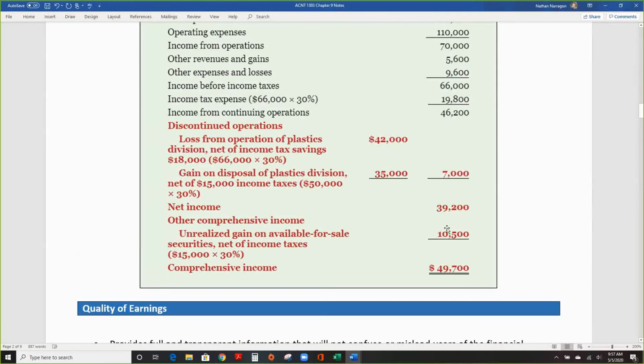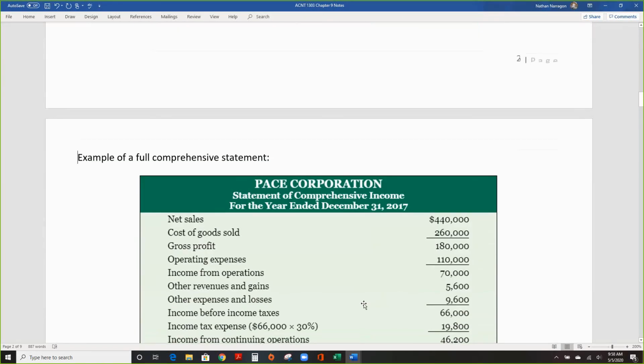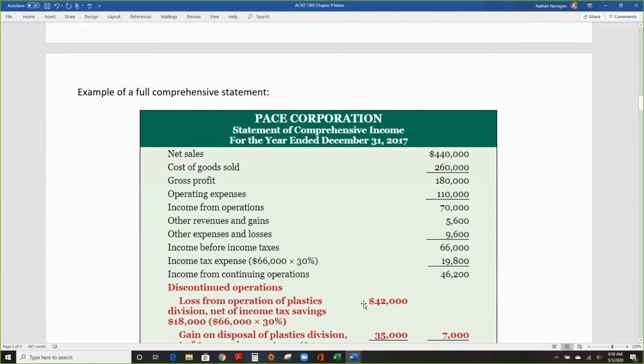So other comprehensive income, unrealized gain on available for sale. So their comprehensive income right now is $49,700. Right now, this is unrealized, meaning they haven't sold it yet, but they are predicting that they're going to have a gain on it. So that's why we're adding the two numbers. This was predicted to have a loss. We would have done the same up here. We would subtract. So watch out for those gains and losses. Okay?